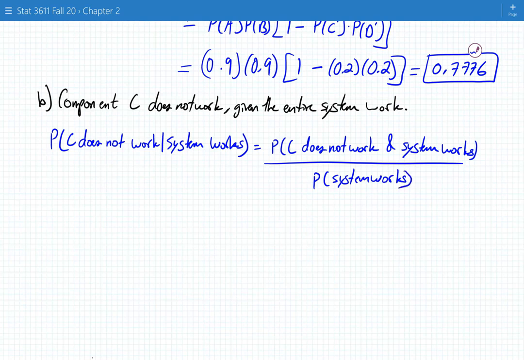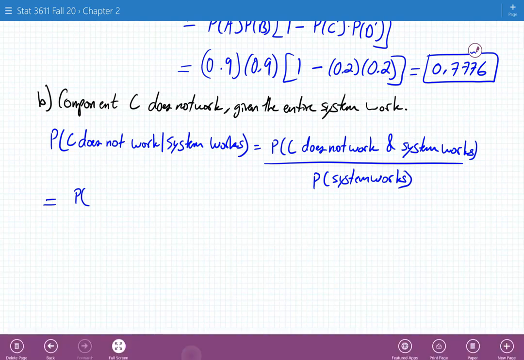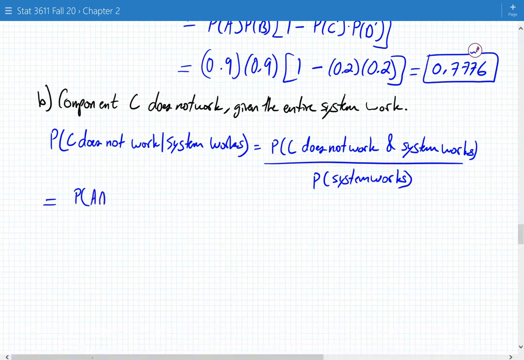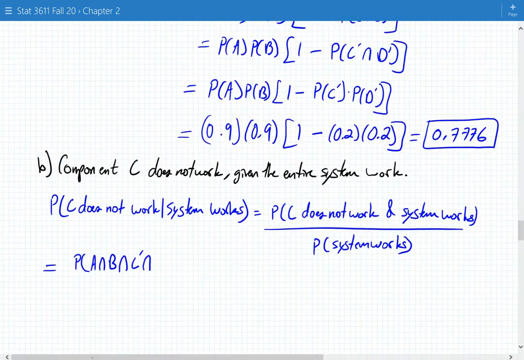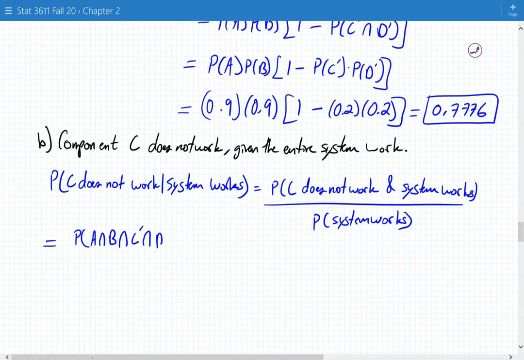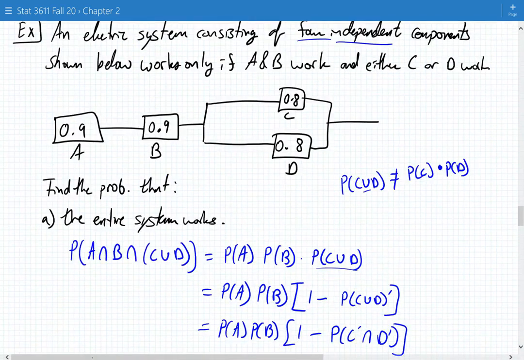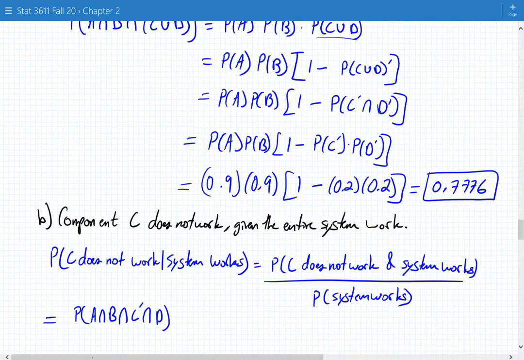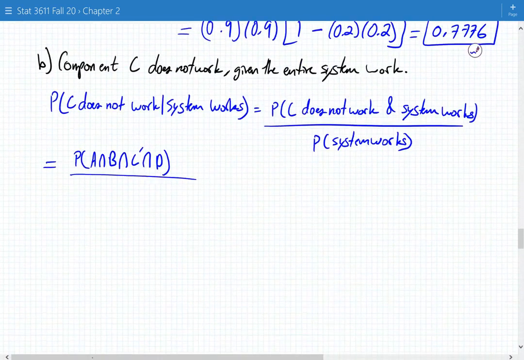All right. Let's see. I can start translating these English statements into some event statements. What's the probability that C does not work and the system works? Well, if the system works, that had to be A intersect B. C does not work, so that's intersect C prime. But if the whole system works, it must be then that D is working, right? Because in order for this to work, you have to have either C or D work. So if we know C is out, D has to be in. So there's our numerator.